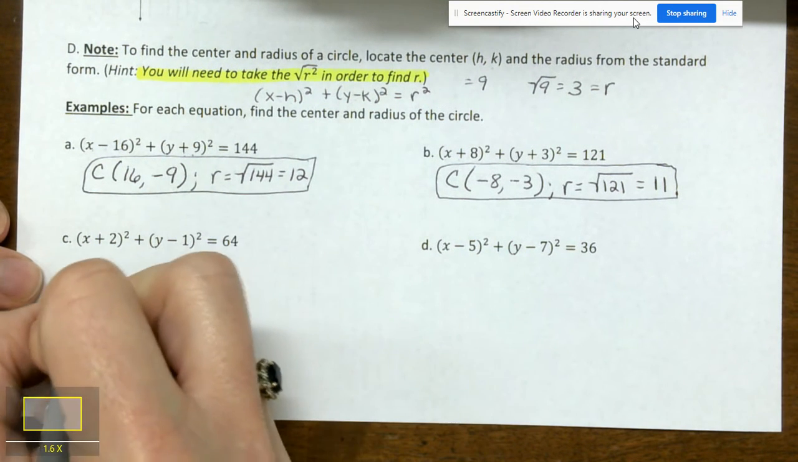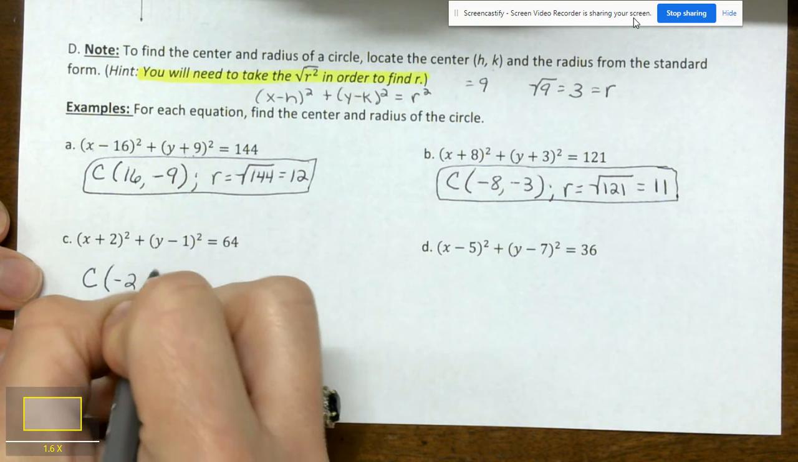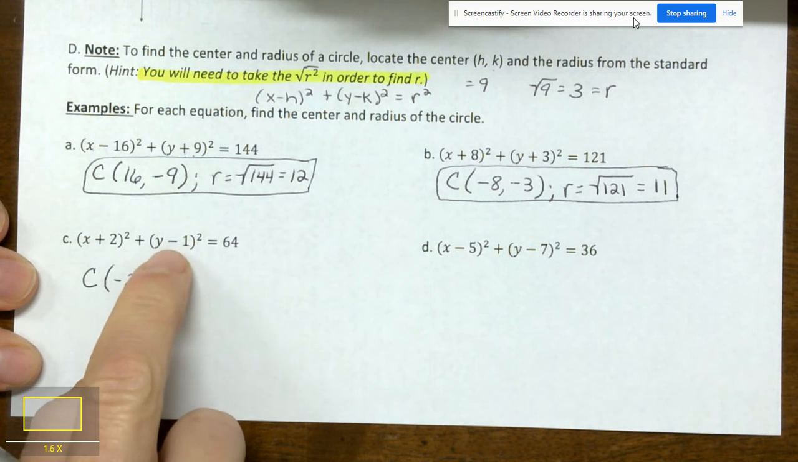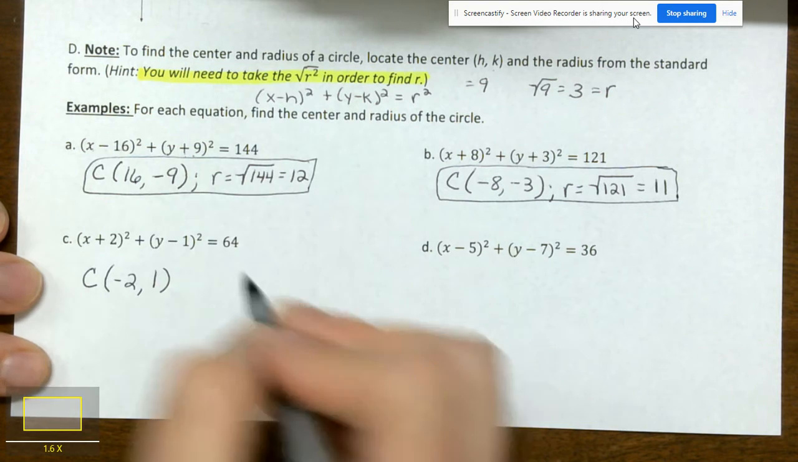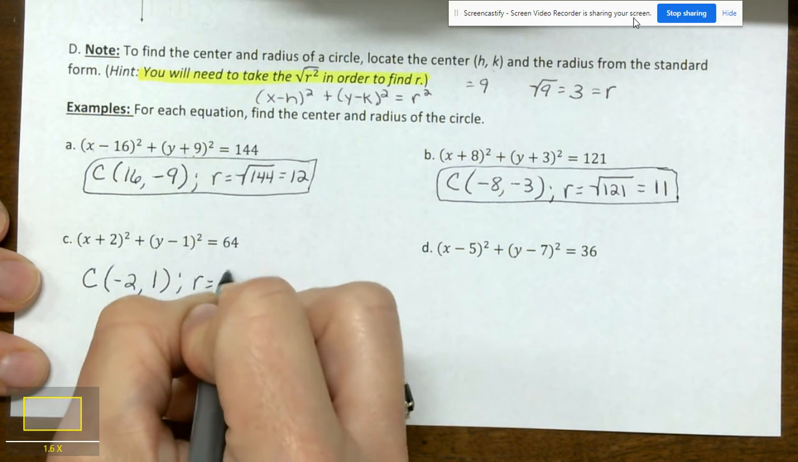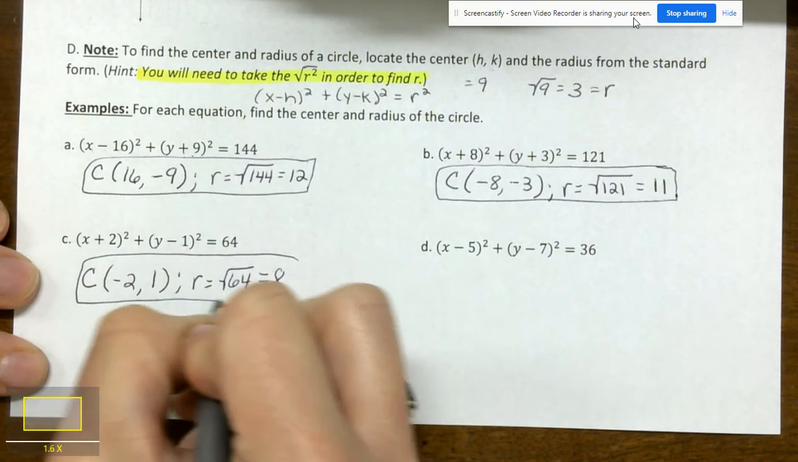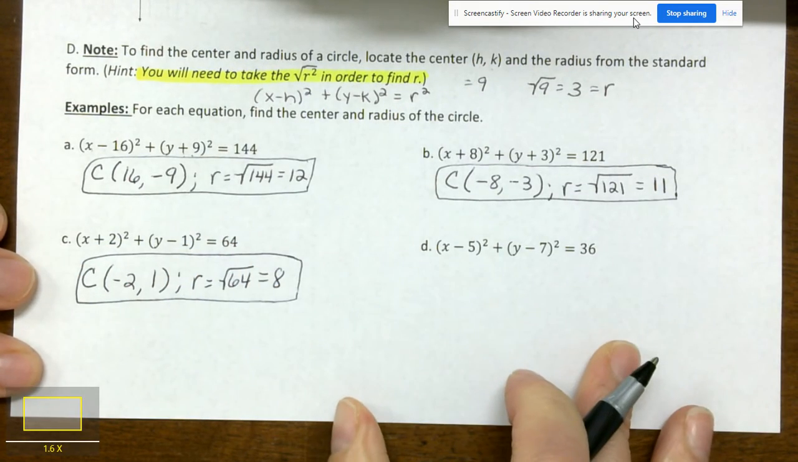Okay, for C, your center is at (negative 2, 1). It's x plus 2, so that's going to be a negative 2. And then it's y minus 1, so that's a positive 1. And your radius is the square root of 64, which is 8. So this would be your final answer for C.